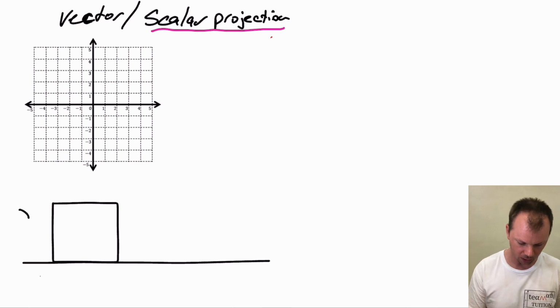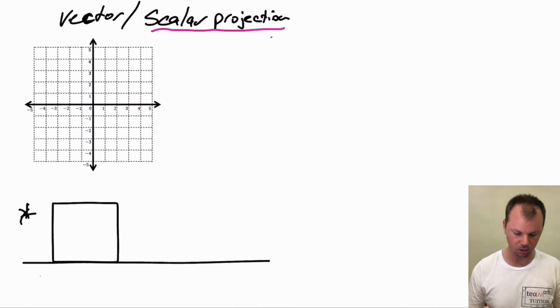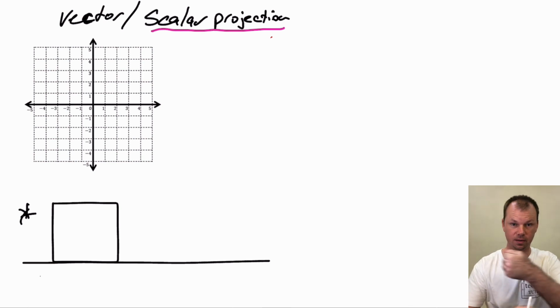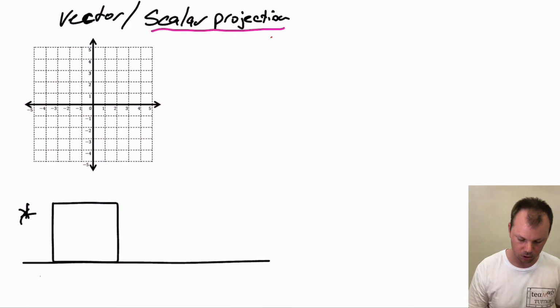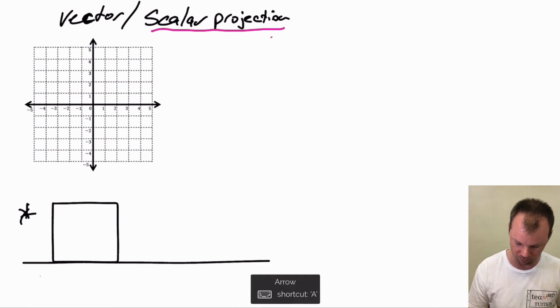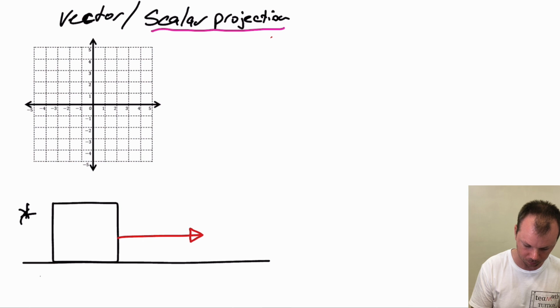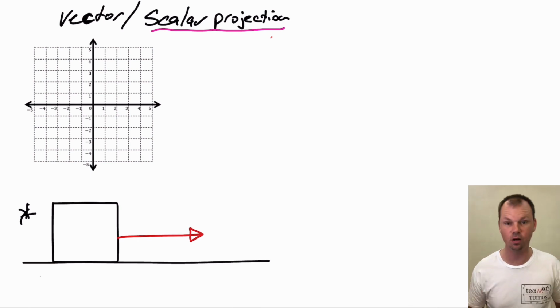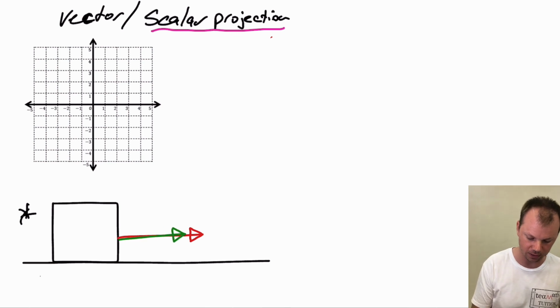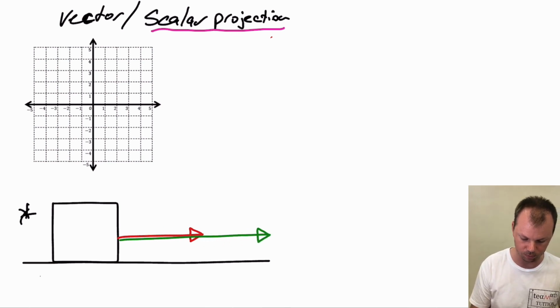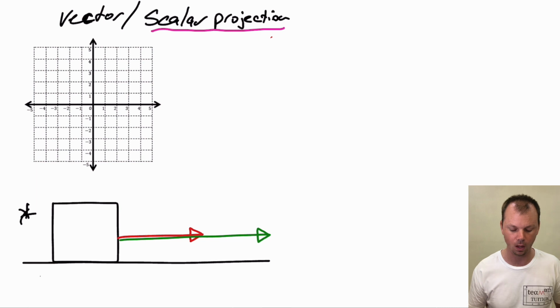Down the bottom here, I've got a box on a horizontal surface. Let's say we want to pull the box, right? We're going to apply some force to the box, so we can represent that with a vector. If I had a vector this long, we would pull the box at some rate. If I had a longer vector, then we would pull the box faster.